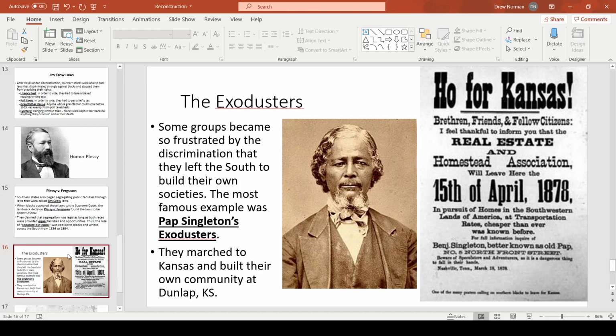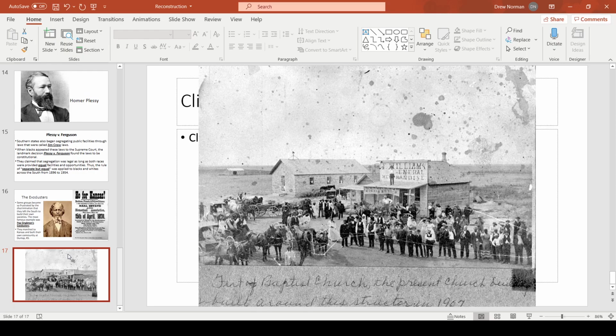If they could make it to Kansas, where there was nothing but open land and no segregation and not centuries of enslavement, they could make their own start with their own farms in their own African American communities where they would happily be treated equally. This is a picture of one of the churches built in one of those African American communities. And as you can see, they happily went out west and were treated a lot better because they were surrounded by people like them who cared about them.